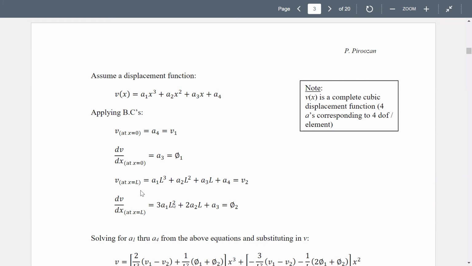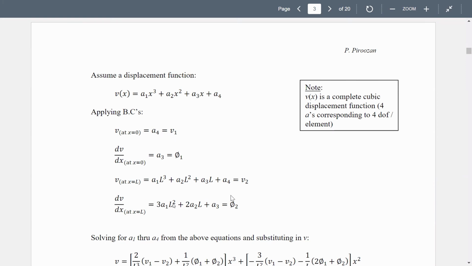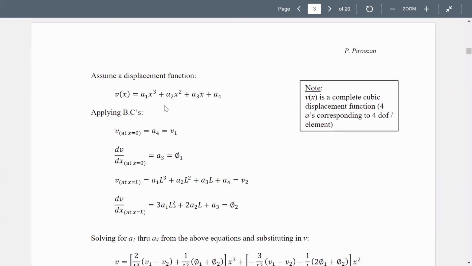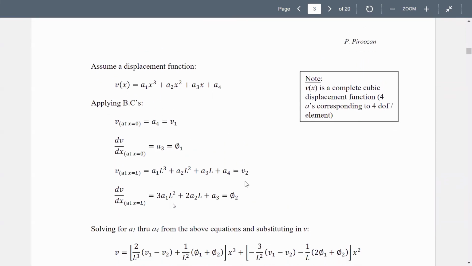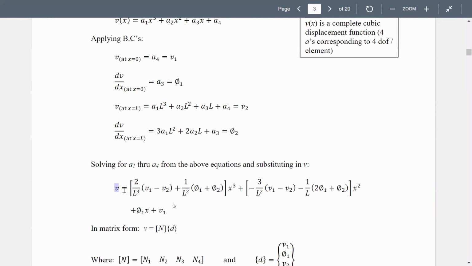4 equations, 4 unknowns. We can solve for A1, A2, A3, and A4 and plug them back into this equation for V. We get this one. Very important formula here. This is the equation for V. These are nodal displacements V1, V2, and phi1, phi2 are rotations.